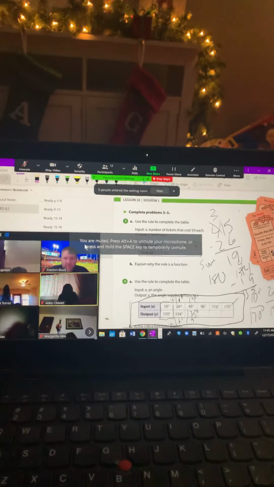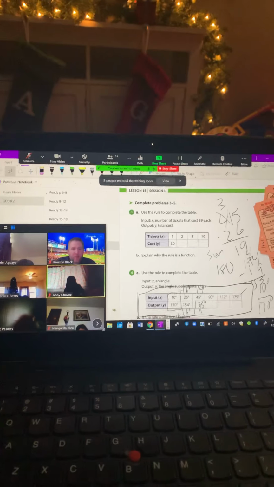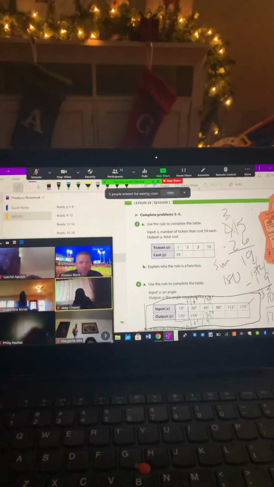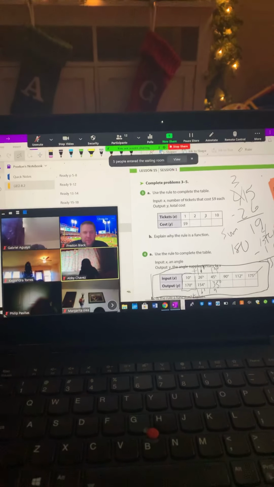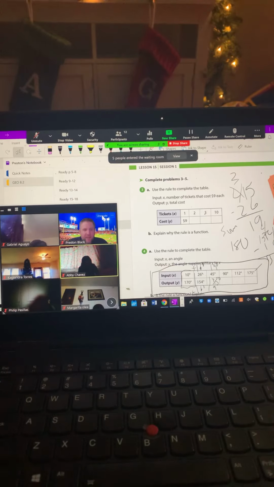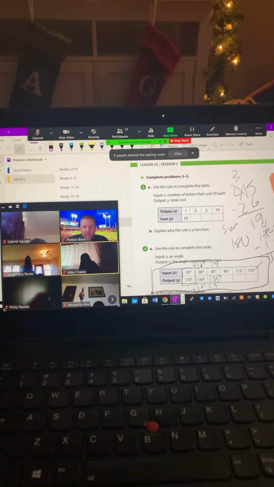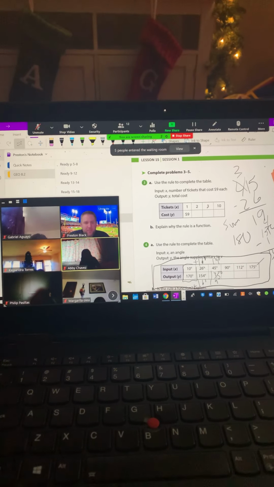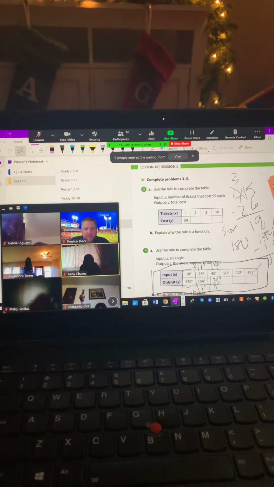So we have not seen any type of input and output like this so far, whether it's been in whole group instruction or small group instruction. So they did a very good job of explaining the differences and how Philip right away knew that the sum of both the input and the output would equal 180 degrees.